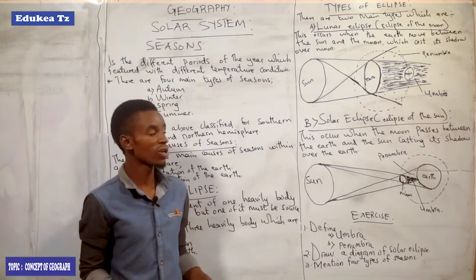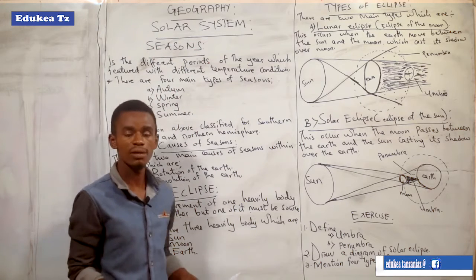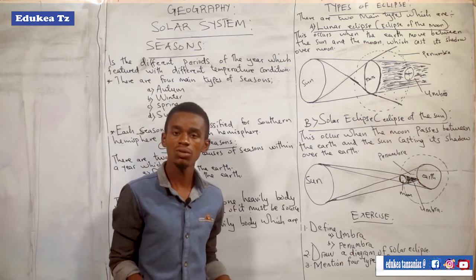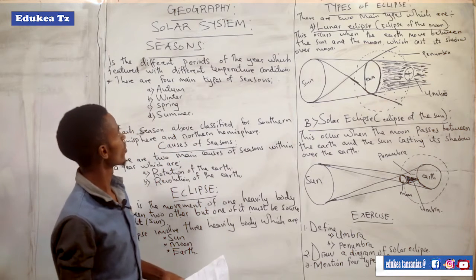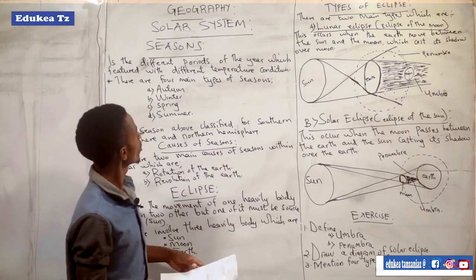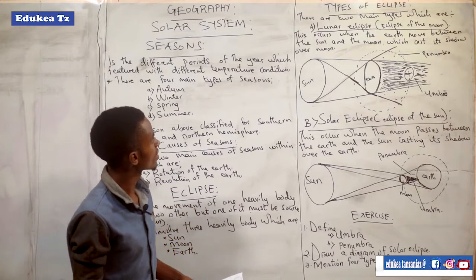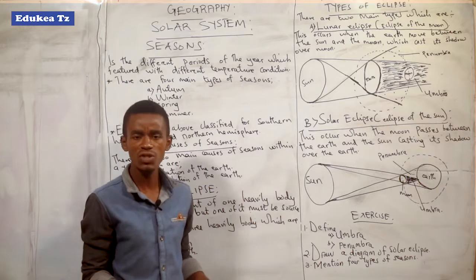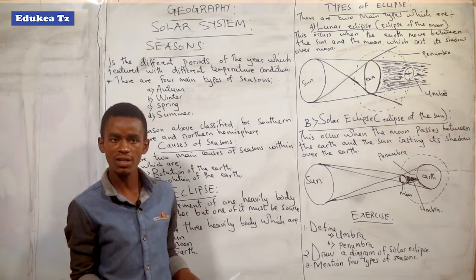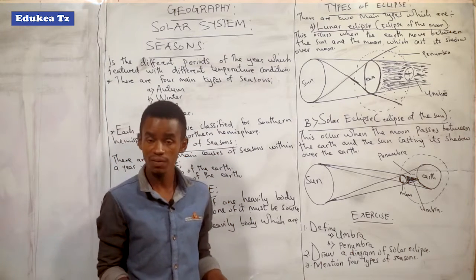Today we are going to start the solar system, with the subtopic season. First of all, we have to understand what a season is. When we talk about seasons, we mean different periods of the year which are featured with different temperature conditions. So what does season mean? Seasons are the different times or different climatic conditions that you get within a year.